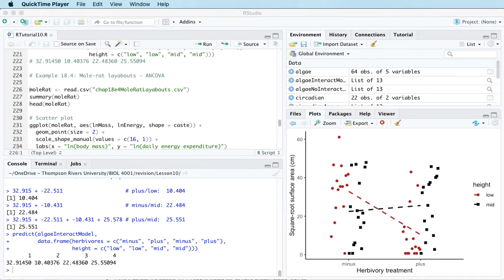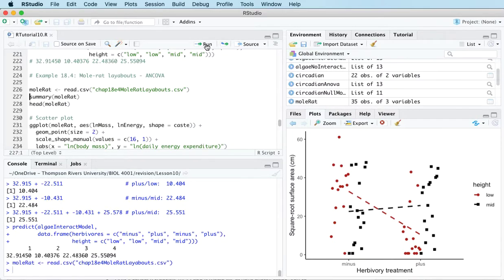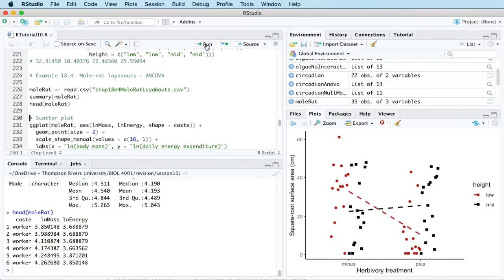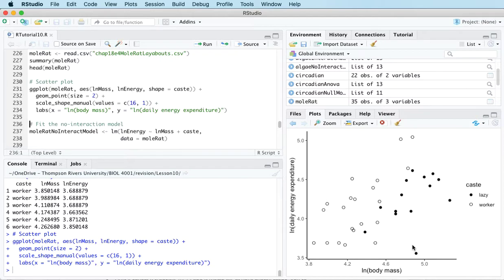In this video we're going to look at a type of model called analysis of covariance, and we're going to fit that in the framework of linear models. So the data we're going to look at concerns mole rats, and let's draw a graph of the data so I can explain what the variables are.